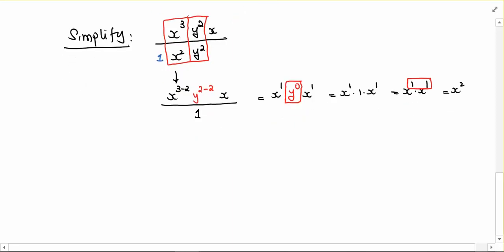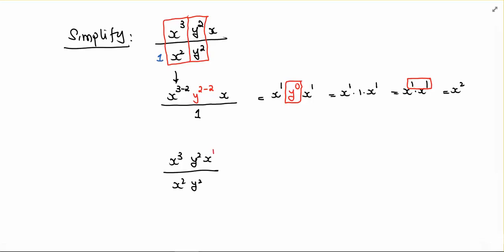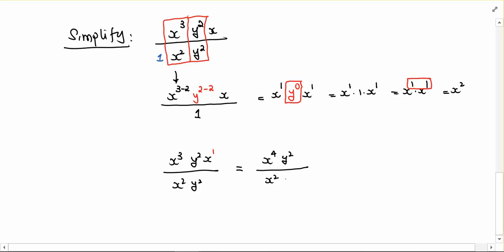We could have done this problem another way as well. So second method for doing this problem is to have multiplied the x's, so adding the exponents first. So you could have in the numerator, so you could have written this as x to the 4, y to the 2, over x to the 2, y to the 2, and then done the division.